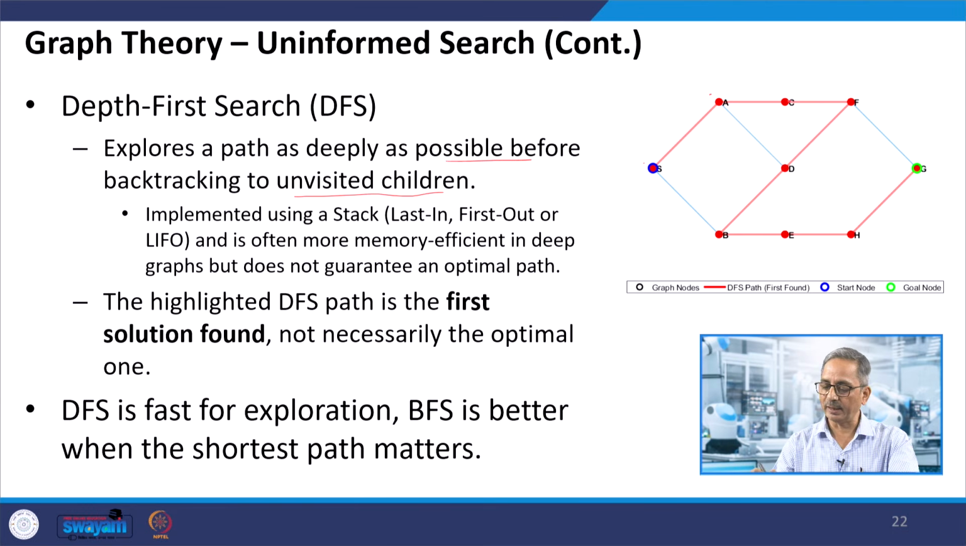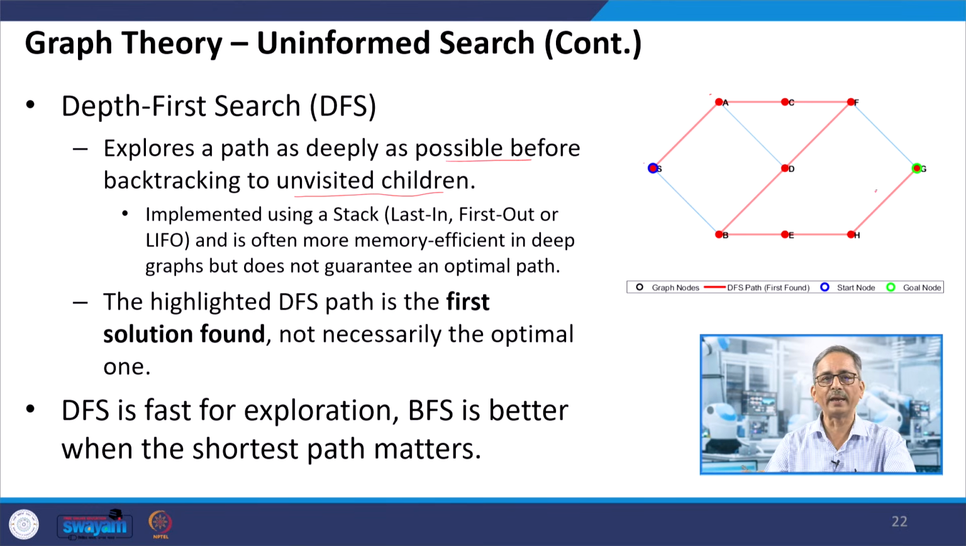Then when it reaches C, it will ask: is there a connection with A? It is already covered. Is there a connection with B? No, that is not there. Is there a connection with D? It is again not there. Is there a connection with E? No, it is not there. Is there a connection with F? Yes, so it will pass to F.